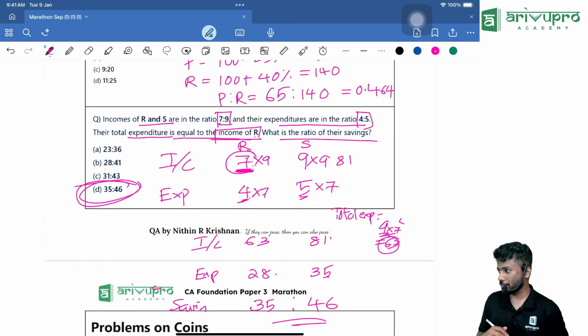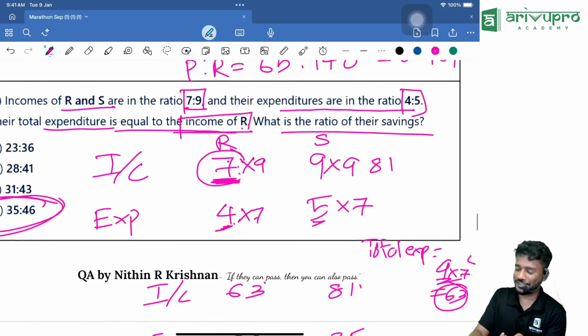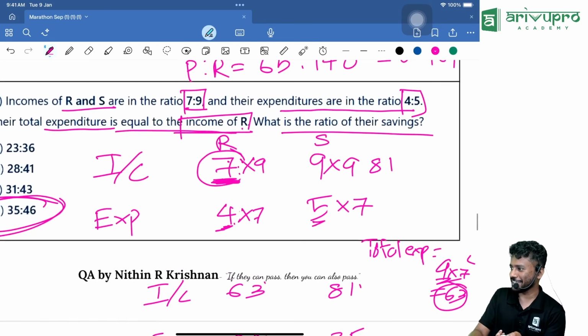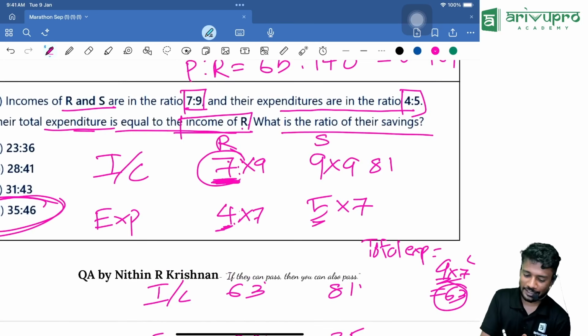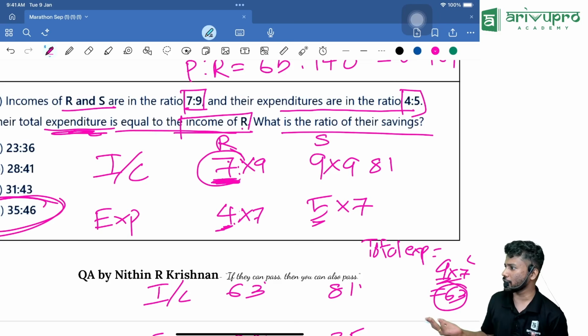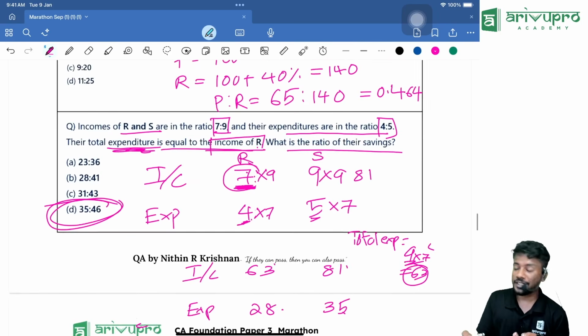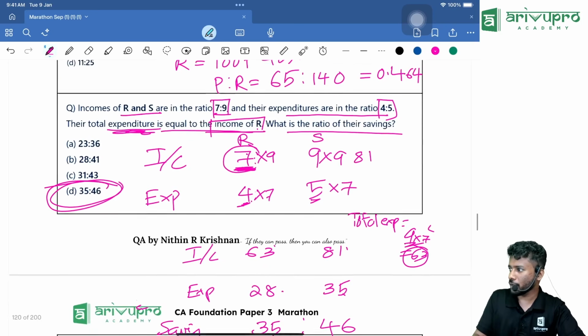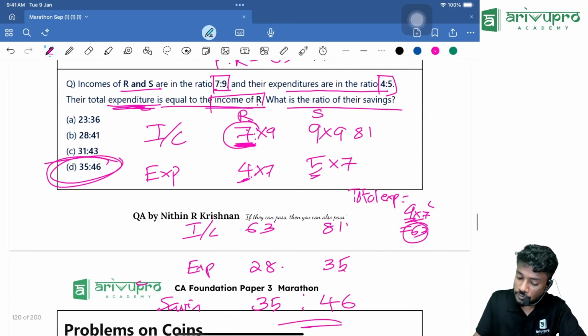If they had not given it, what could we do? Then we cannot do anything. That is the key point of this. The only thing given to solve the question is that; other than that, nothing is there. The normal method will take time, that's why I am not doing it.